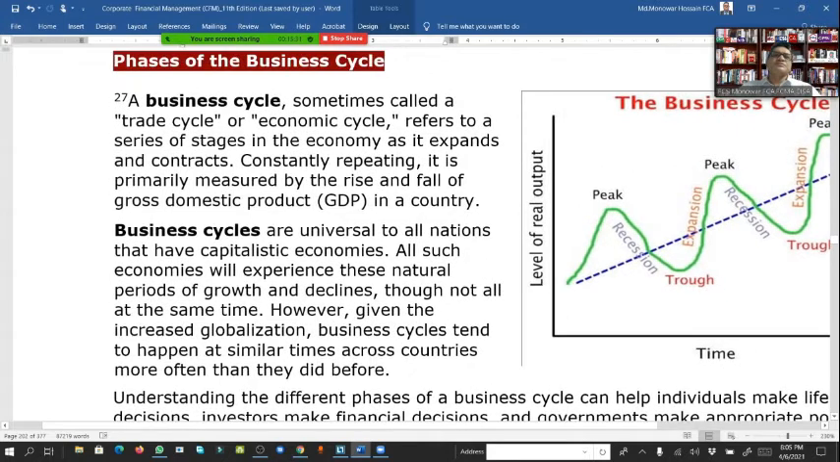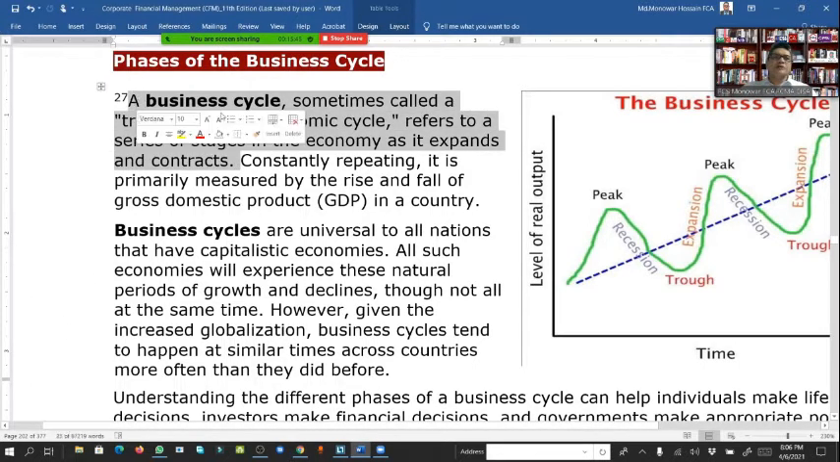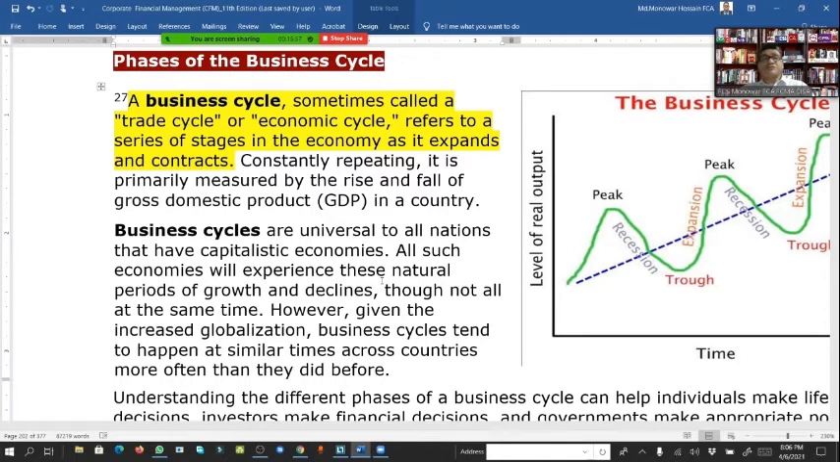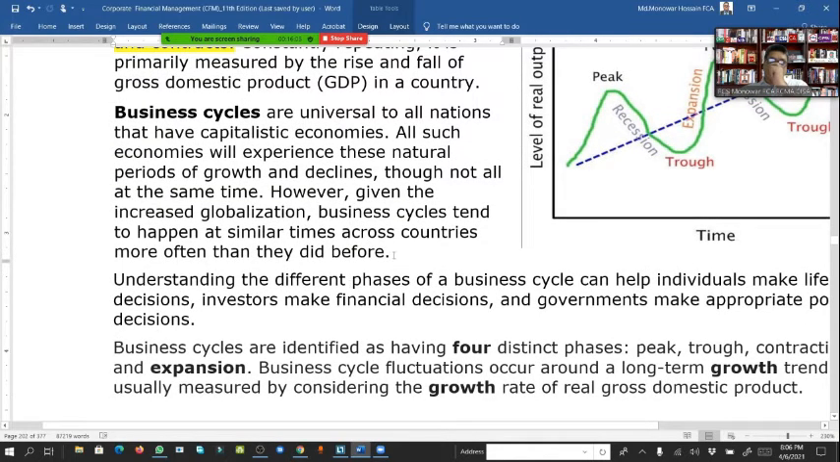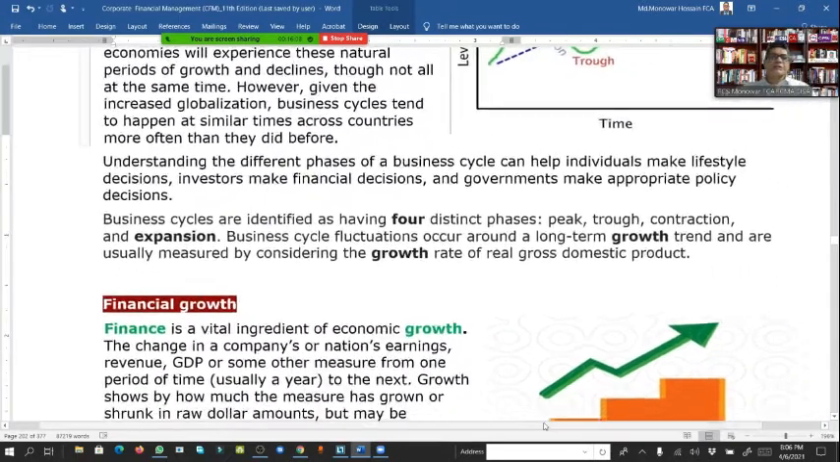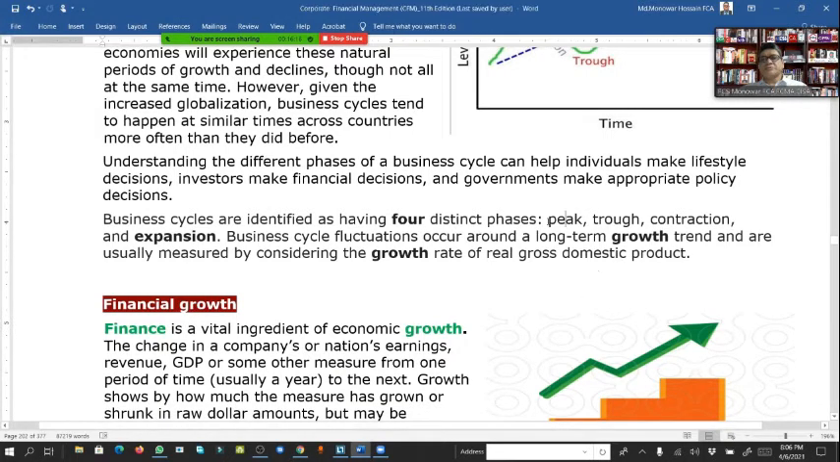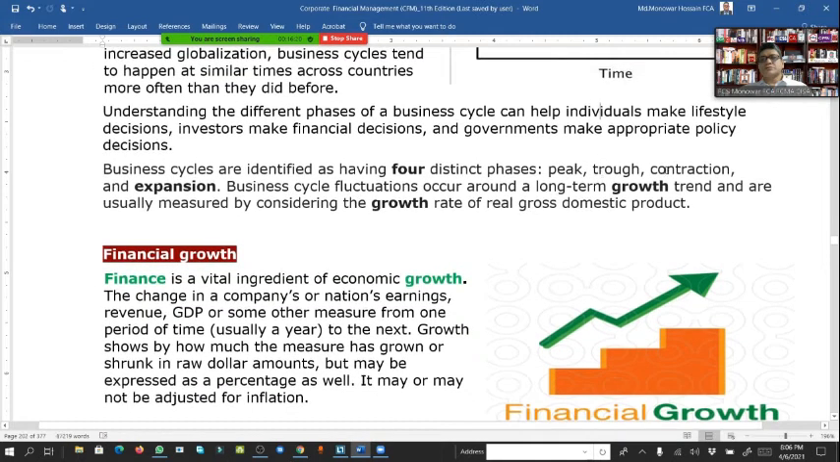A business cycle, sometimes called a trade cycle or economic cycle, refers to a series of stages in which the economy expands and contracts. So we can call it the business cycle, trade cycle, or economic cycle, constantly repeating. It is primarily measured by the rise or fall of the GDP of the country. Business cycles are universal to all nations that have capitalist economies. Business cycles are identified as having four distinct phases: peak, trough, contraction, and expansion is the final one.